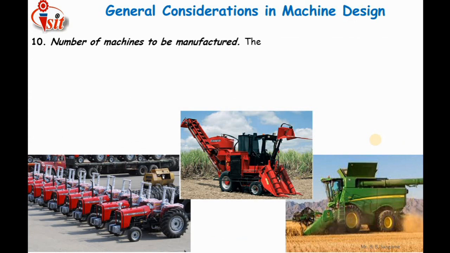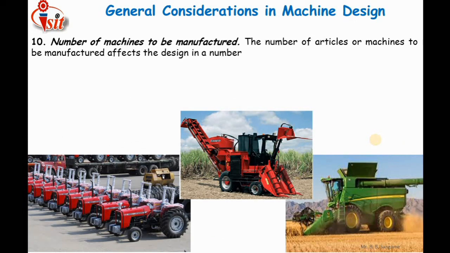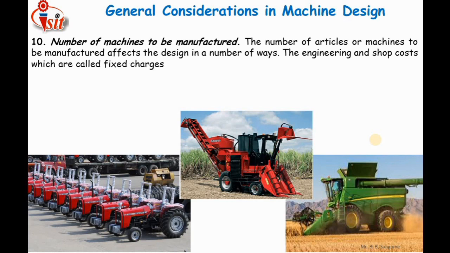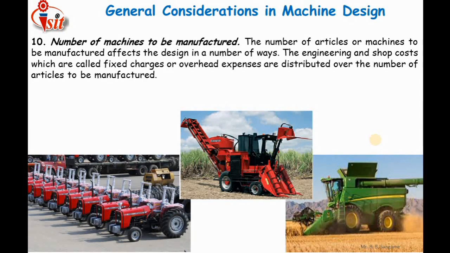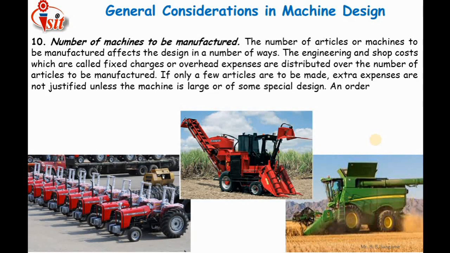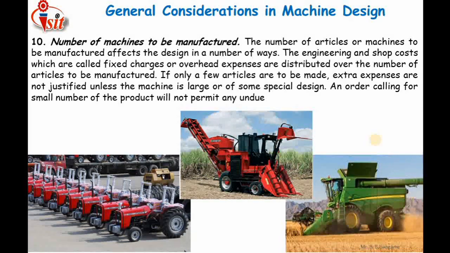Next is the number of machines to be manufactured. This is also one important part to be considered while doing the general considerations for machine design. The number of articles or machines to be manufactured affects the design in a number of ways. The engineering and shop costs, which are called fixed charges or overhead expenses, are distributed over the number of articles to be manufactured. Obviously, take the example of the tractor, which is mostly used as agricultural equipment for the harvesting of agricultural land.